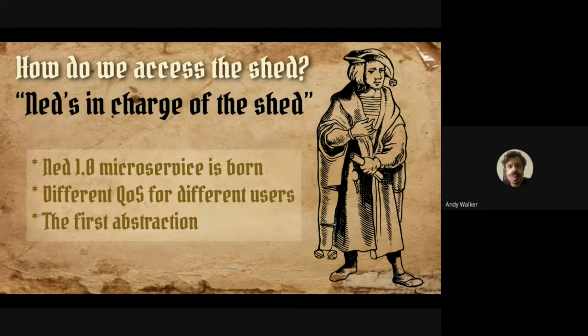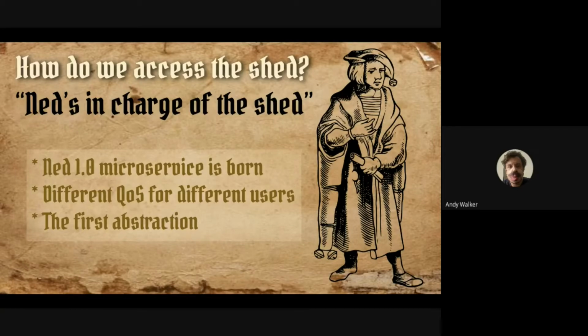realizes that different users need different levels of his attention. For example, if the Queen asks a question, then he probably wants to answer that fairly quickly. Whereas if one of the beggars from the castle gates asks one of the questions, he probably doesn't have to answer that straight away unless there's nothing pressing. So quality of service starts being born as well.